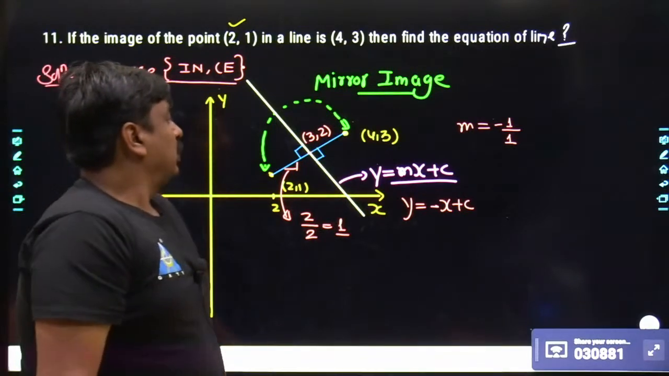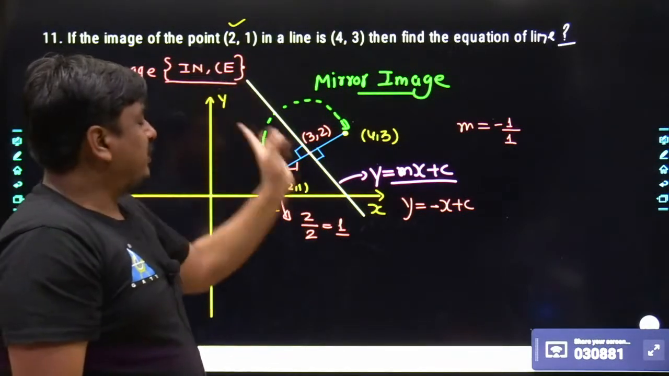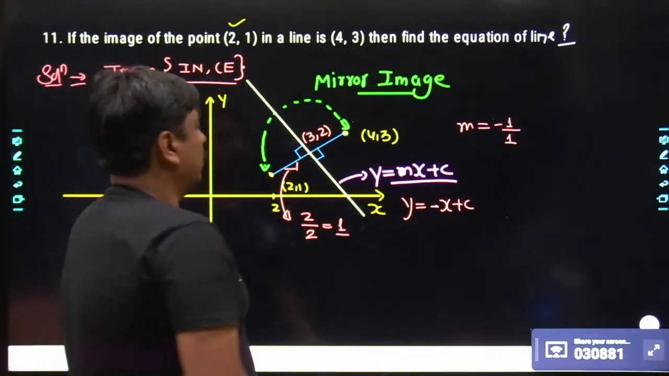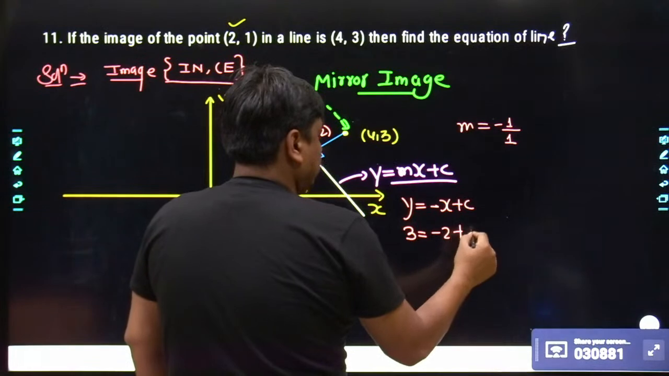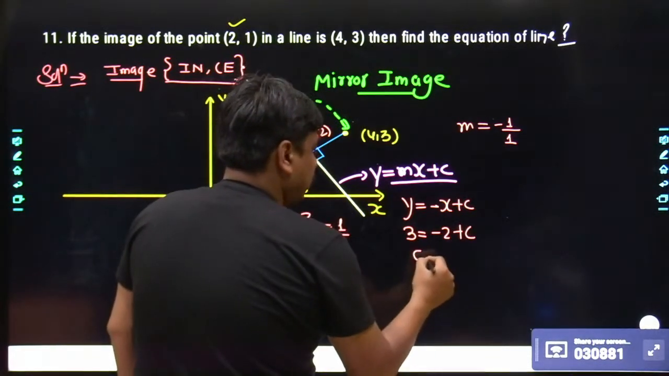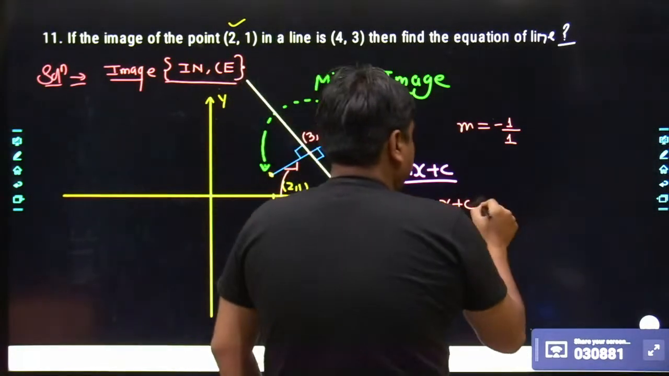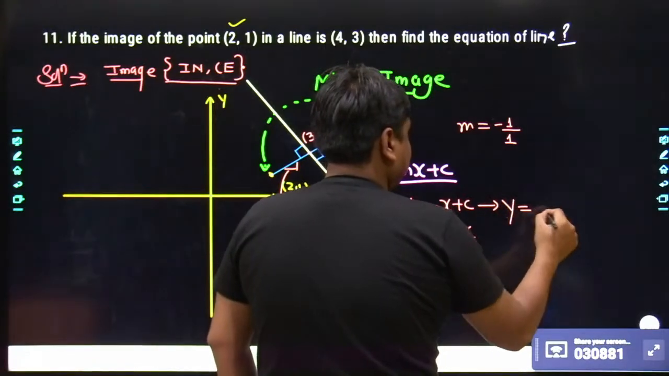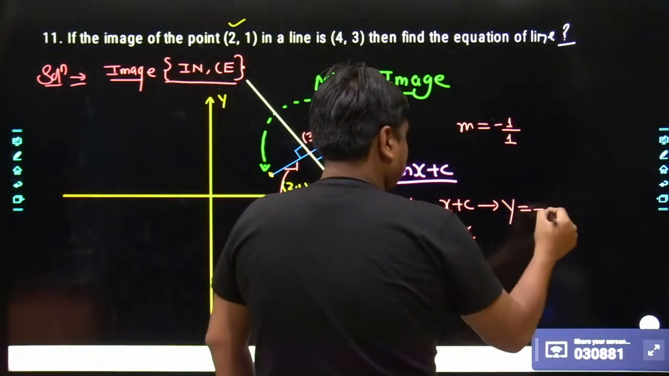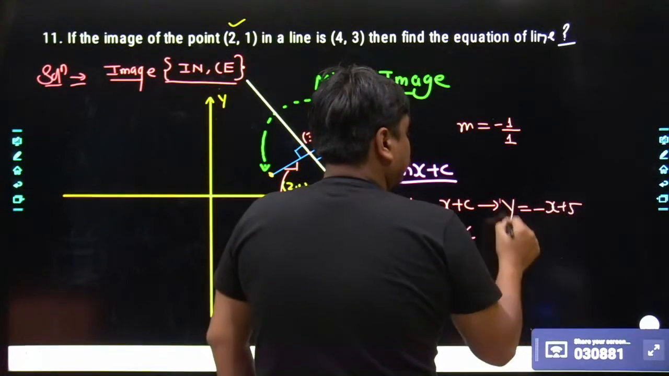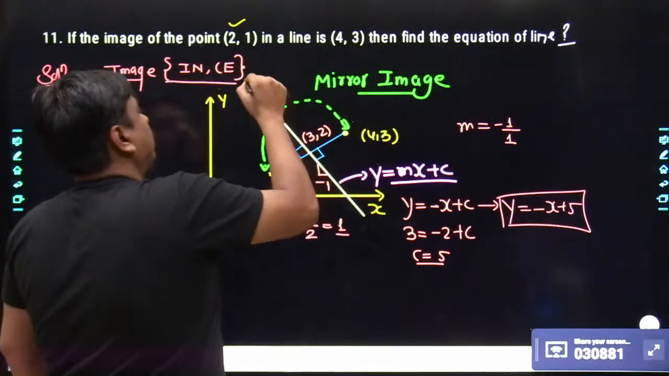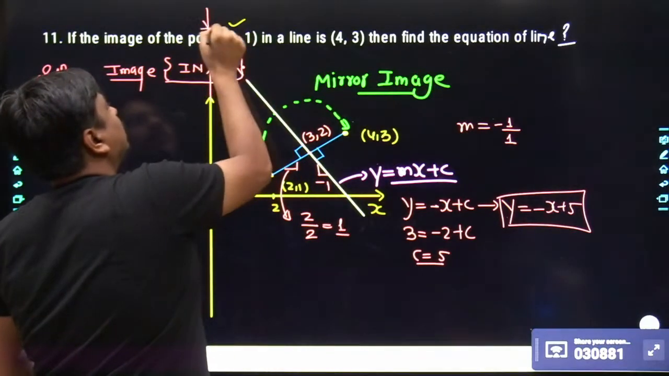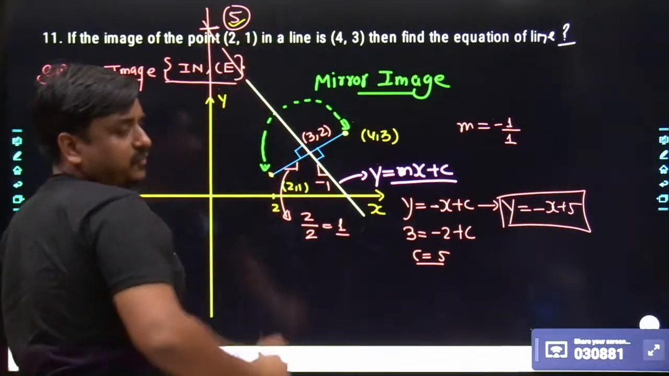Yes, so you know this straight line, the white straight line, is passing through (3, 2). So why don't you feed the values, x as 3 and y as 2? Here it goes, 2 = -3 + c, so c is plus 5. So from here you get the straight line as y = -x + 5. Yes, the slope would be -1, and it would be striking the y-axis at 5.